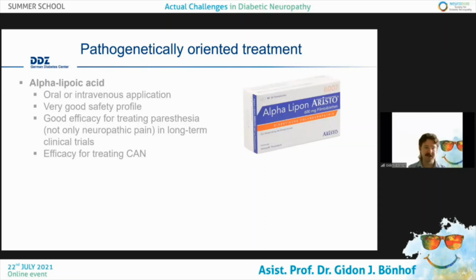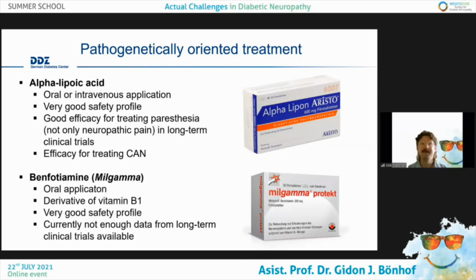The other substance is benfotiamine, which is sold as milligamma in most markets. It is a pill patients can take once a day. It's a derivative of vitamin B1. Vitamin B1 is a water-soluble vitamin, and milligamma is a modified form that is fat-soluble in the body, so the body can metabolize it more efficiently.